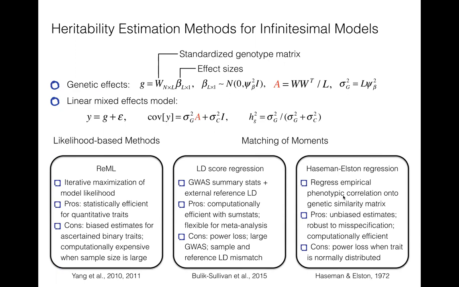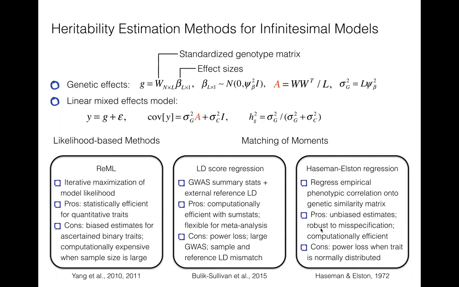So both LD score regression and Haseman-Elston regression are moment matching methods, meaning that they don't assume these phenotype and genetic effects are Gaussian distributed, but in contrast, they just match the first two moments, the mean and variance, of the data. So they are more computationally efficient relative to these likelihood-based methods because they are non-iterative.